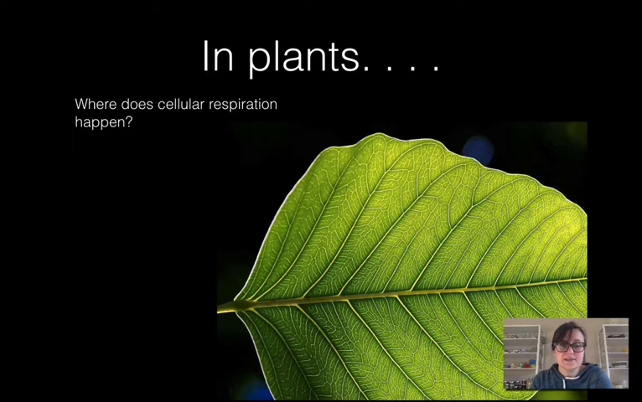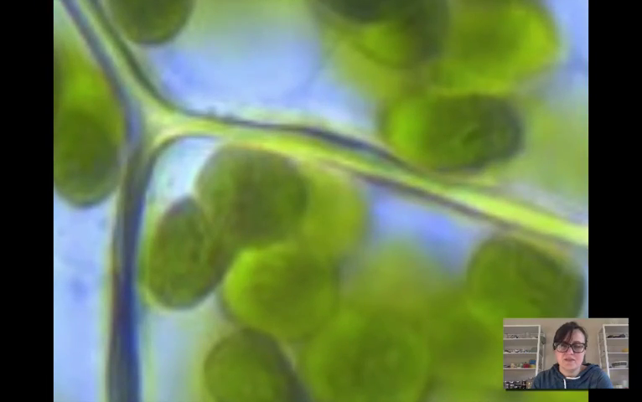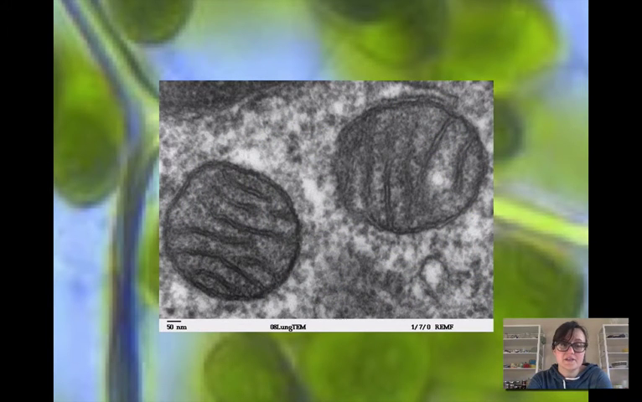So in plants, where does cellular respiration happen? Well, it happens in leaves and in other plant cells. And if we zoom in even farther, the organelle that's responsible for doing cellular respiration is the mitochondria. We often refer to it as the powerhouse of the cell. Well, this is why. It's the organelle that takes in stored up chemical energy and turns it into energy that the cell is actually going to use for processes.